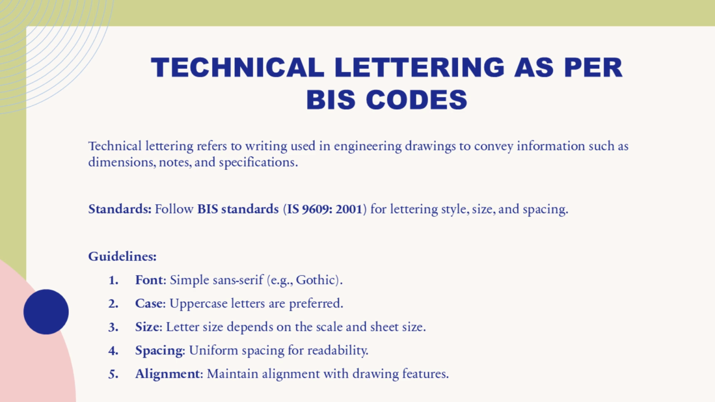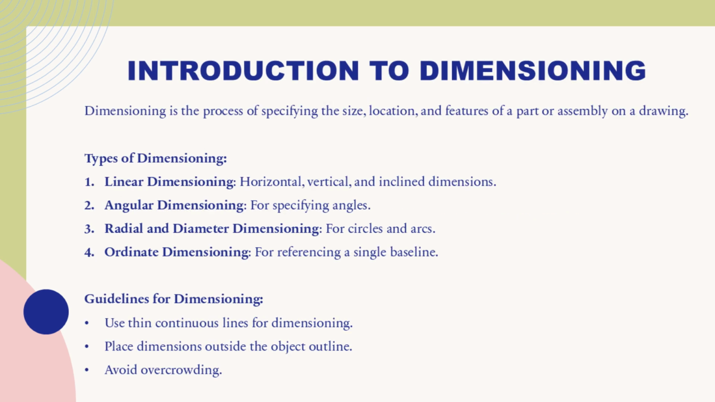Dimensioning is the critical process of specifying an object's size, location, and features on a technical drawing. Think of it as giving a complete instruction manual for how a part should be manufactured. Engineers use 4 primary types of dimensioning: linear for straight measurements, angular for specifying angles, radial and diameter for circles and arcs, and ordinate dimensioning for referencing a single baseline. The key guidelines include using thin, continuous lines, placing dimensions outside the object's outline, and avoiding overcrowding to maintain clarity.